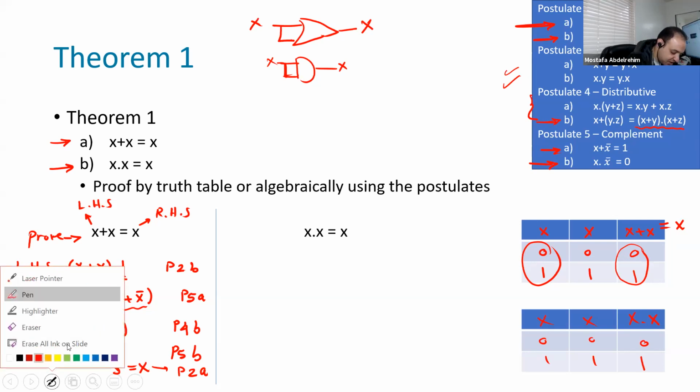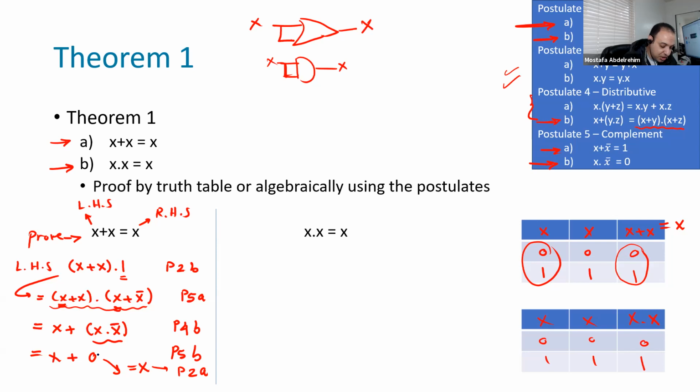I'm going to change the color. Let's use, for example, this blue here. It's very similar, but we're going to use 0, not 1. So again, this is the left hand side, this is the right hand side, and we want to reach the right hand side from the left hand side. So x dot x. If we OR 0, using postulate 2a, it will give us the same thing. So we will not change our term if we OR 0. This is from postulate 2a.